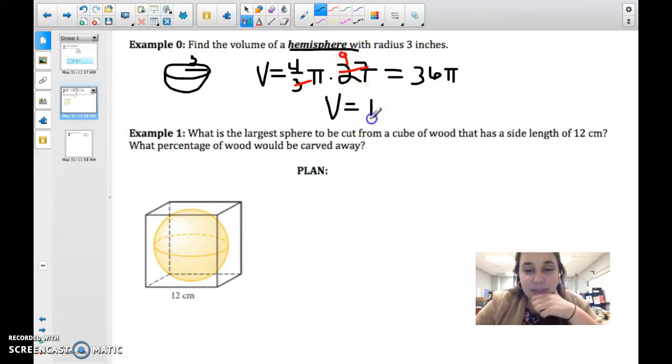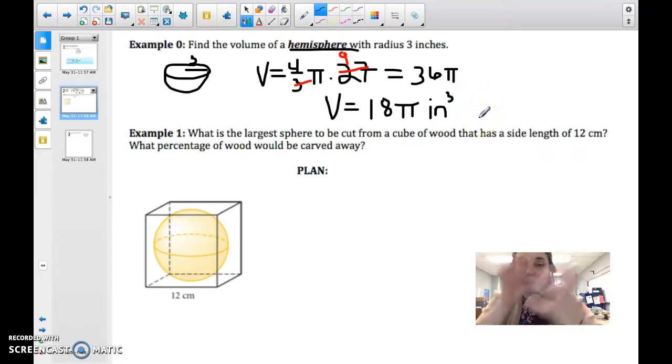So that's 18 pi, and its volume, so we're going to say inches cubed. That's how many 1 by 1 by 1 inch cubes, those little cube guys, fit into that hemisphere. And that's your answer, your exact answer. Throw it in the calculator for the approximate.